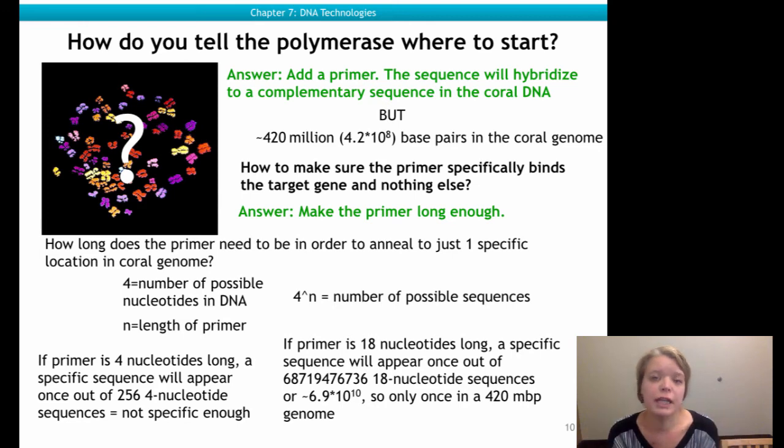Now, when you take a primer that's about 18 nucleotides long, you get about 7 times 10 to the 10th possibilities, which absolutely covers the 420 million base pairs of the coral genome, assuring that your primer will bind all 18 base pairs exactly once. However, there's still a potential that your primer will base pair imprecisely to other locations.